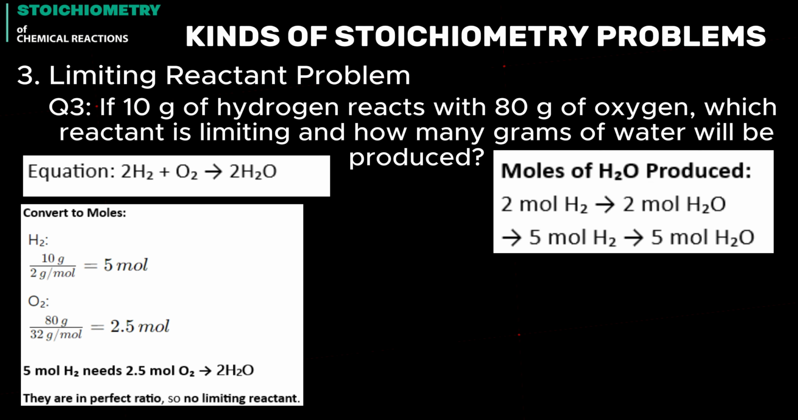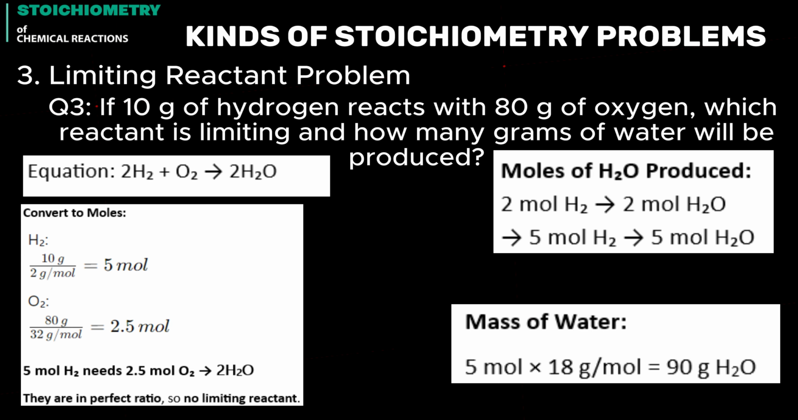So the moles of water produced: 2 moles of hydrogen produce 2 moles of water. So 5 moles of hydrogen obviously will produce 5 moles of water. So the mass of water, just multiply the number of moles with the molar mass, and we'll get 90 grams of water. Number 4, the percentage yield.